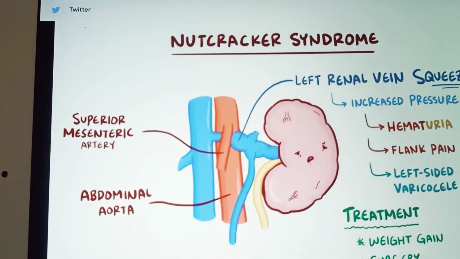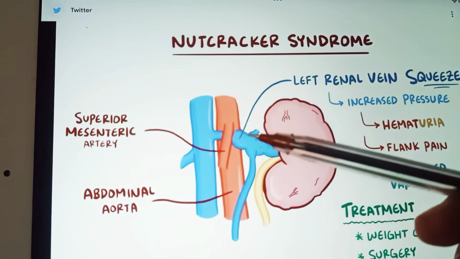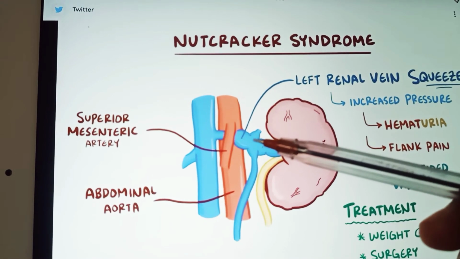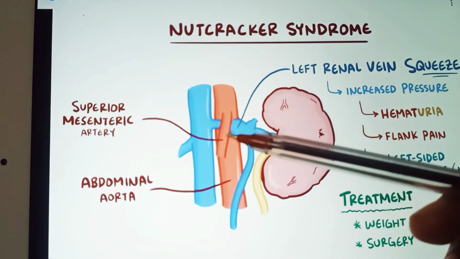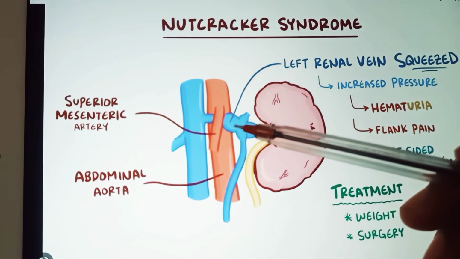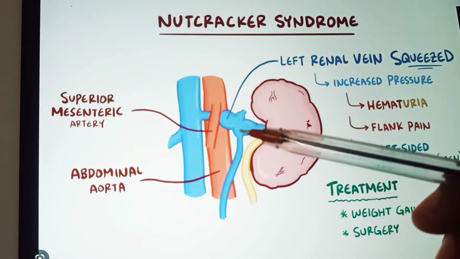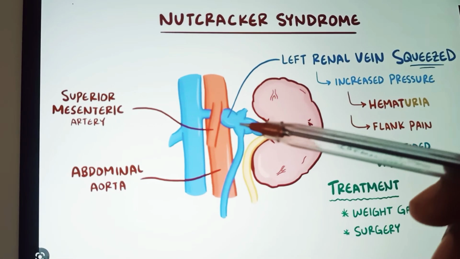So next, let us discuss nutcracker syndrome. Actually, you can see in this diagram, it is a compression of the left renal vein in between the superior mesenteric artery and abdominal aorta. You can see clearly this is getting squeezed here. So because of that, there will be abdominal pain and gross hematuria, and also there will be left-sided varicocele.